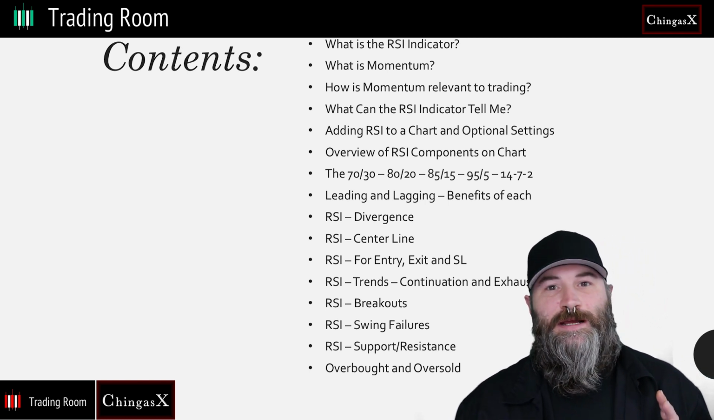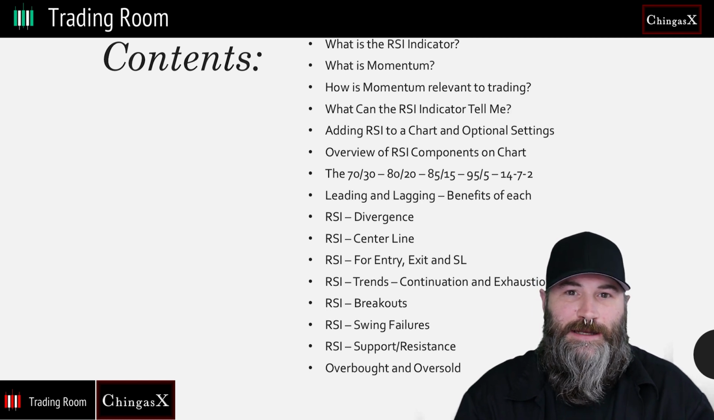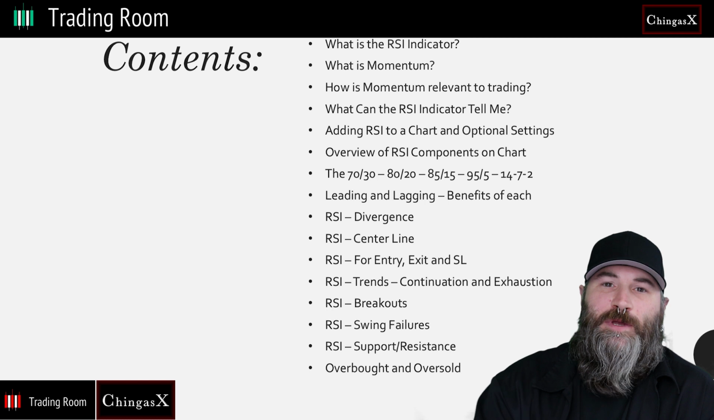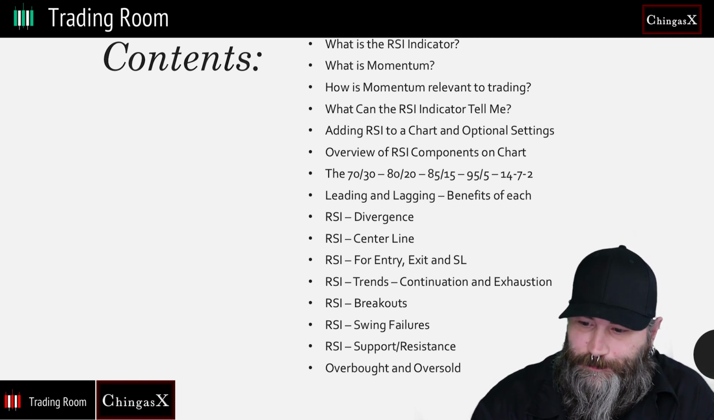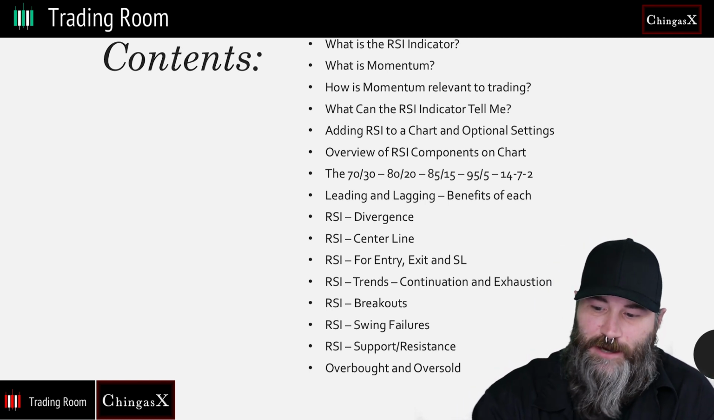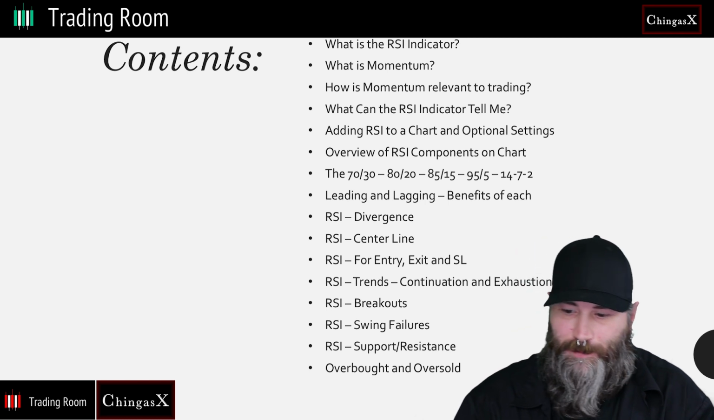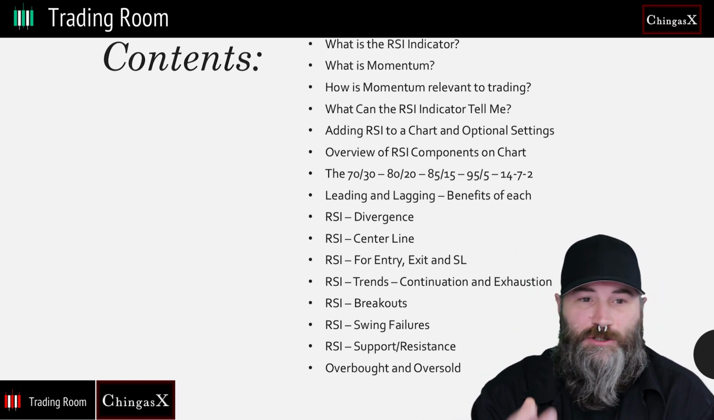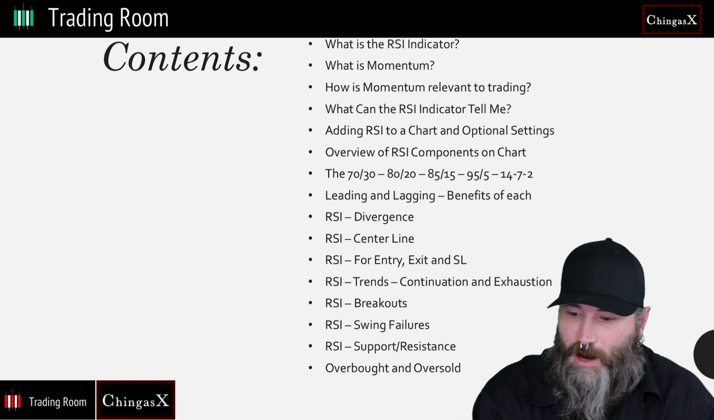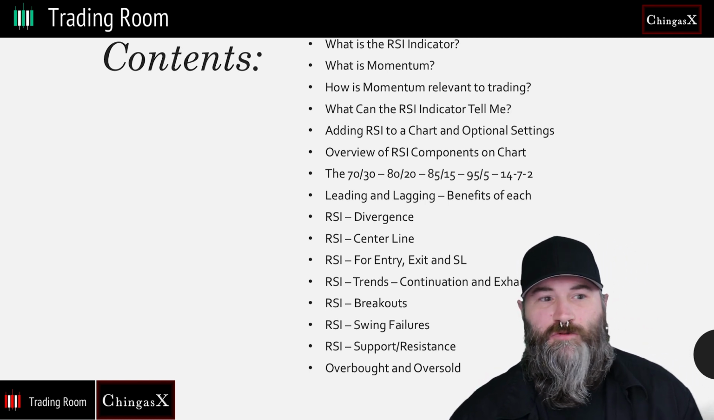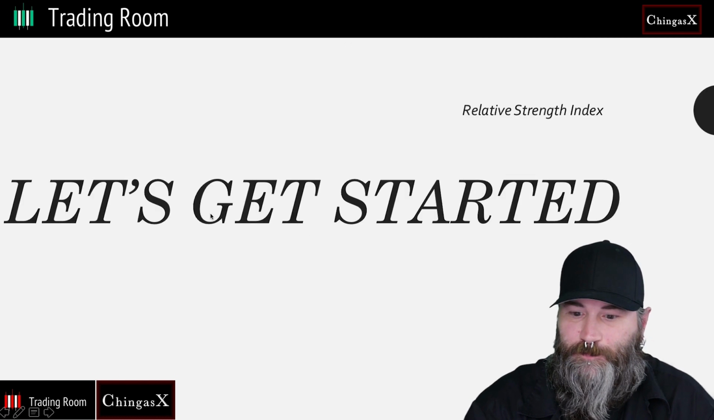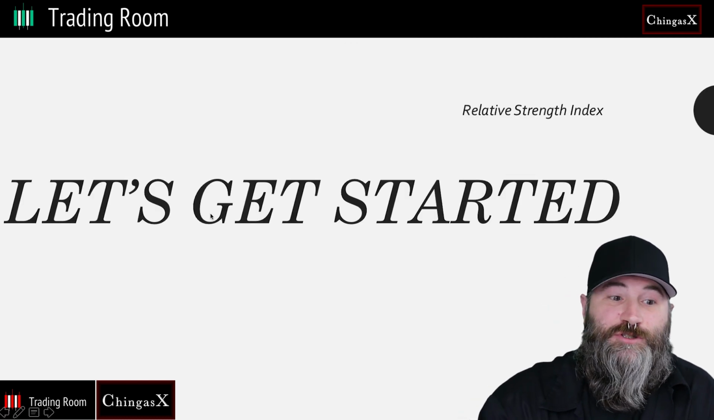We're going to get into leading and lagging indicators just real briefly. Just want to cover that quickly. And then we get into the meat and potatoes of RSI. Divergence, center line, entries and exits, stop losses, trend, continuation and exhaustion, reversals, breakouts, swing failures, support resistance, and overbought and oversold conditions. So let's get started.